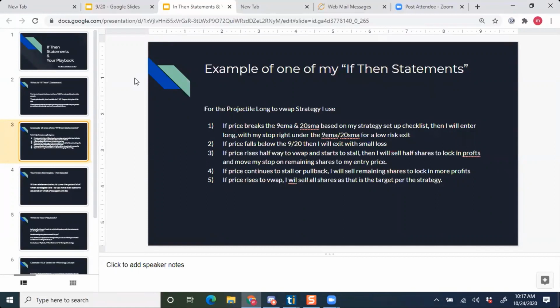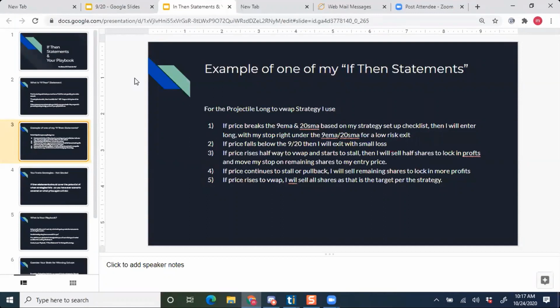So take a look at it. But you don't need to know the specifics to understand how I'm using an if-then statement for the projectile long strategy. And this is what I have in my mind prior. Now, Ray, Greg, and other folks might have different if-then statements for the projectile long strategy, but that's because every individual has a different trading strategy, a different trading style or thesis, and that's okay.